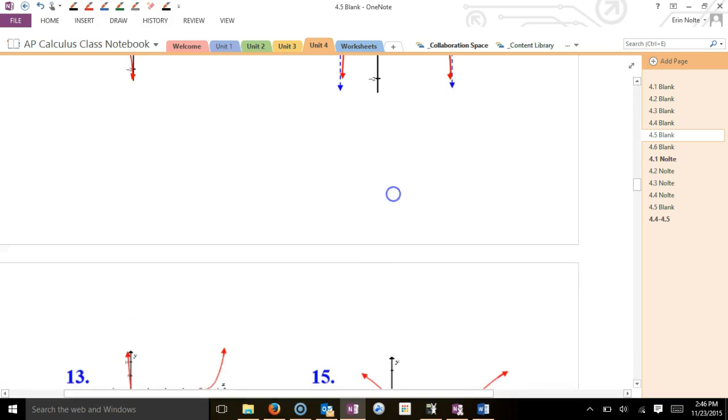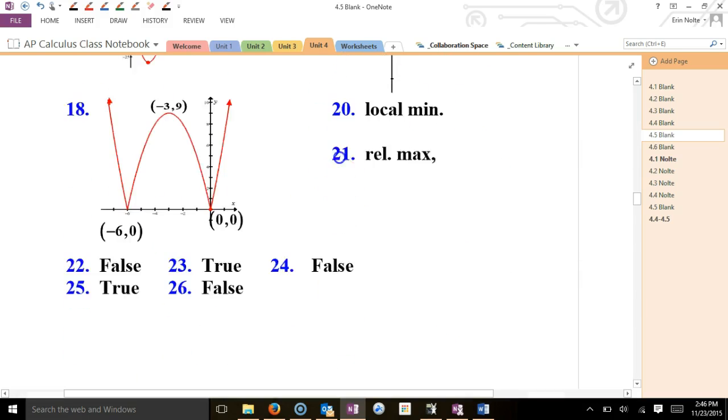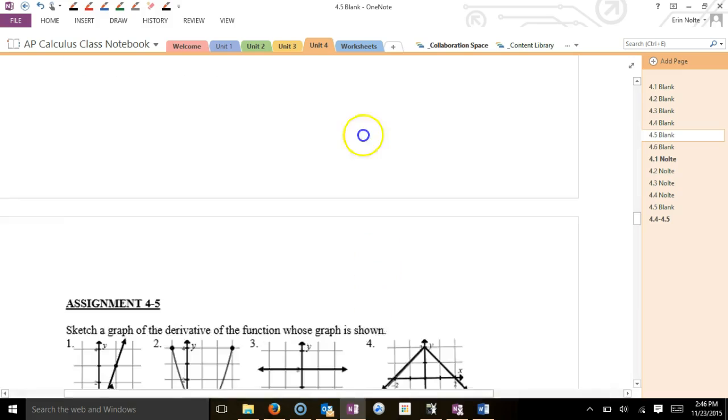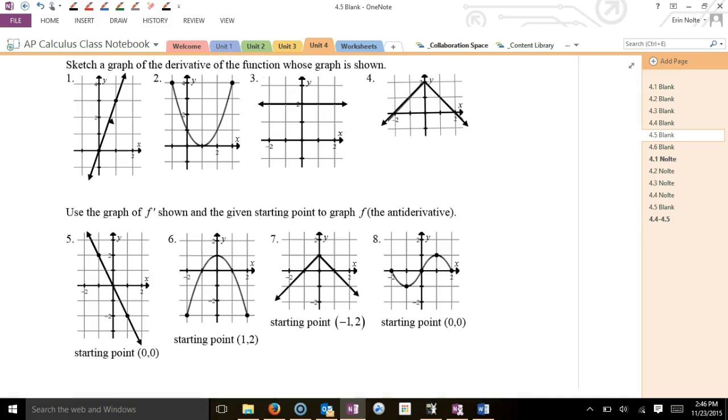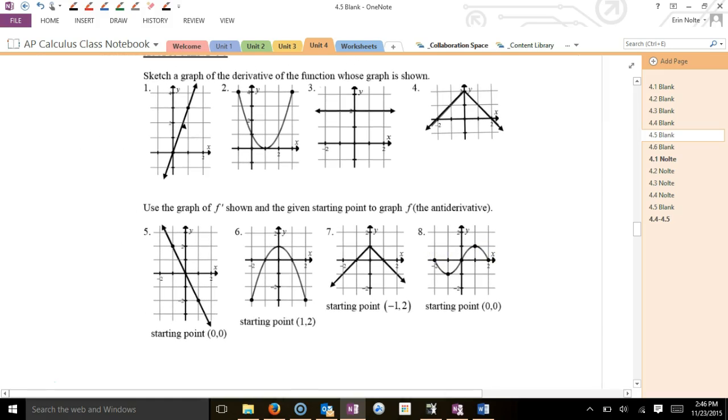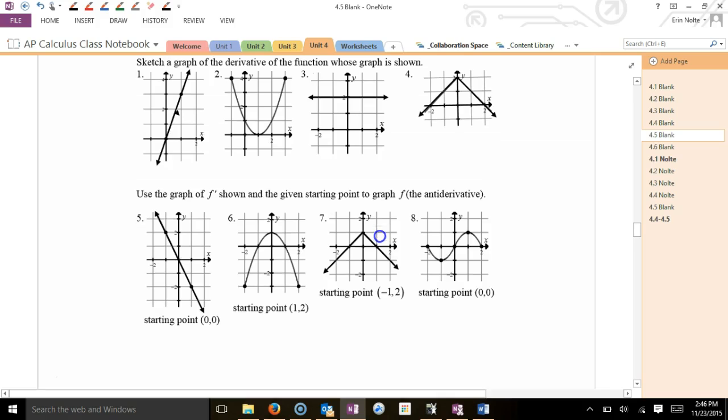So if we move through the assignment, which I would like for you to do, these first 8 questions, we can have the first 8 questions done by Monday or Tuesday, whichever day I see you next. That would be good. I'll do a couple of these with you. They're not too hard.